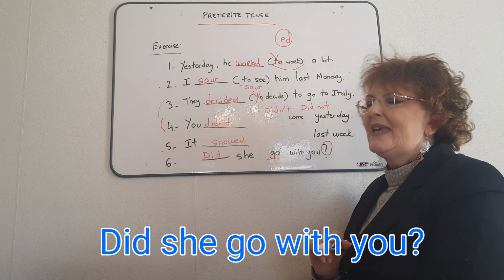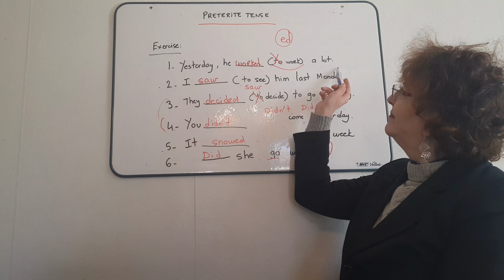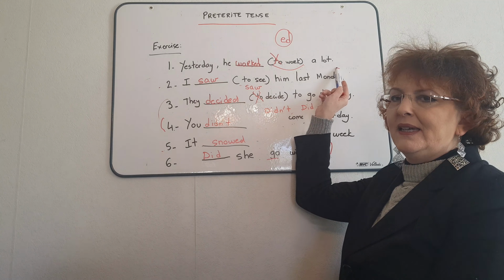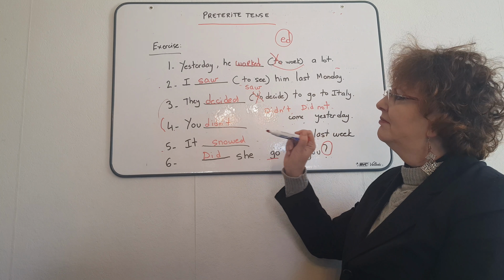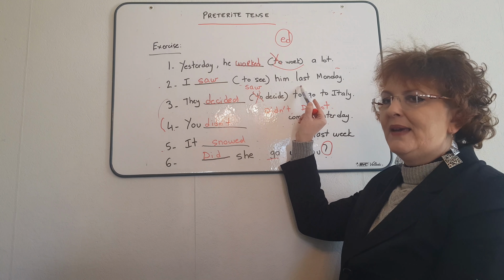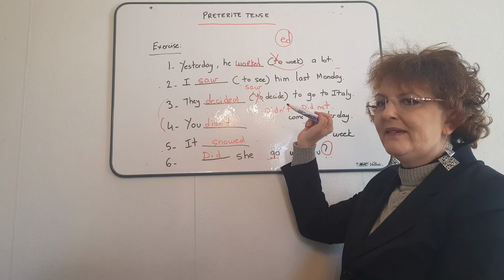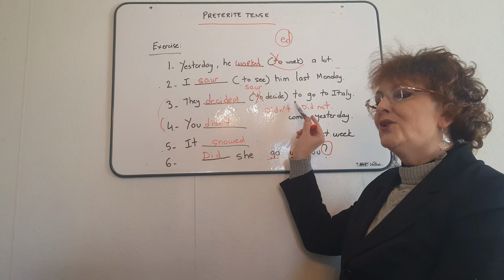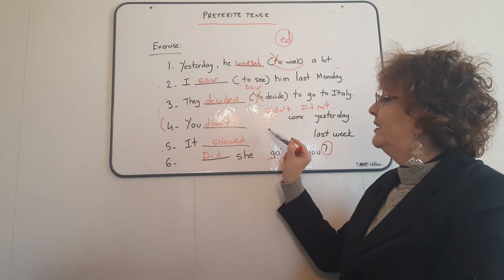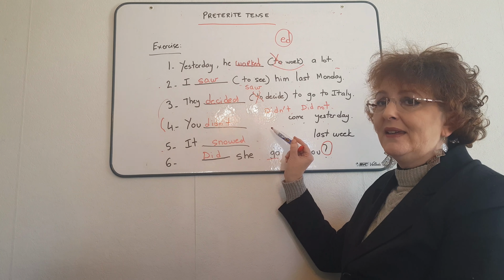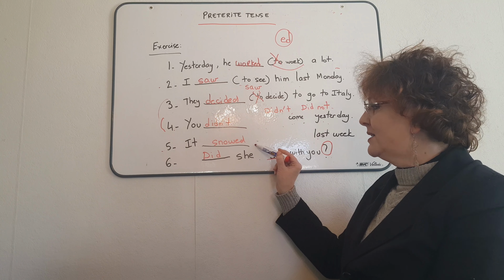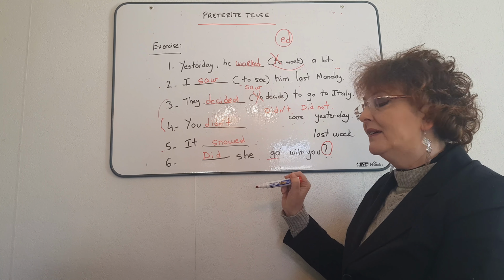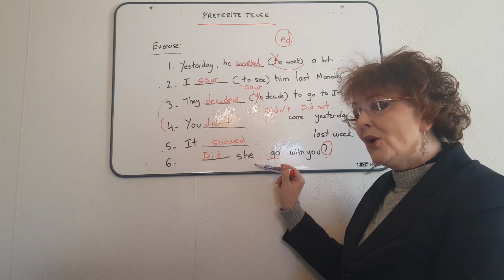Now let's repeat these sentences. Yesterday, he worked a lot. I saw him last Monday. They decided to go to Italy. You didn't come yesterday. It snowed last week. Did she go with you?